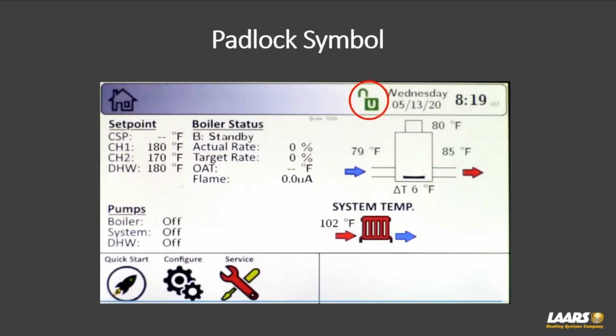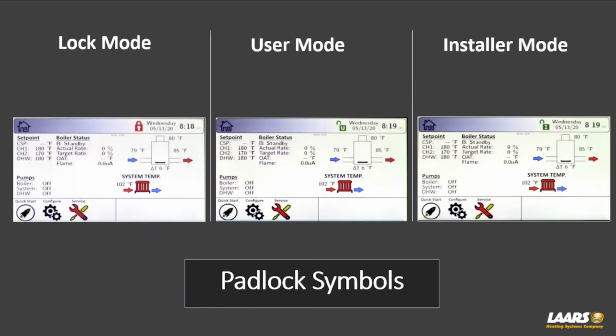Next, we'll talk about the padlock symbols. In here, you're looking at a padlock symbol that's unlocked, and it has the letter U. That letter U is for user, and that's how it's defaulted leaving the factory. And there are 3 different modes for the padlock.